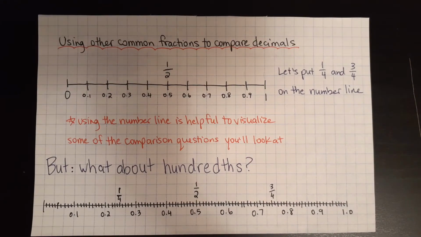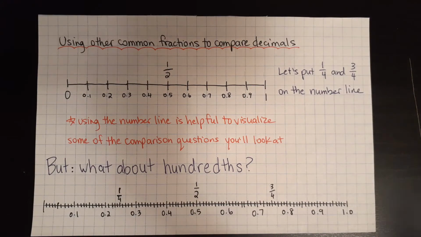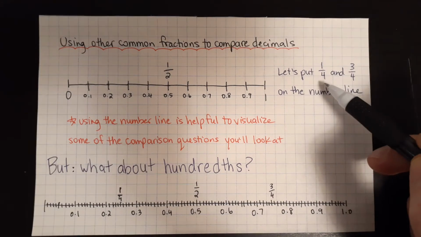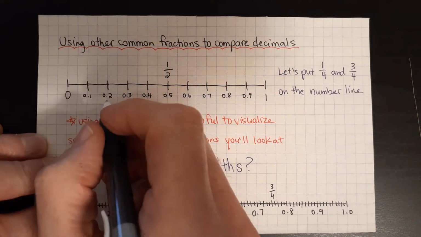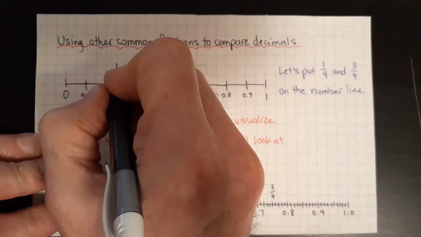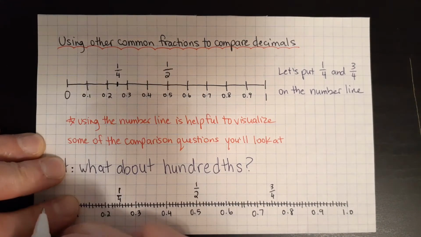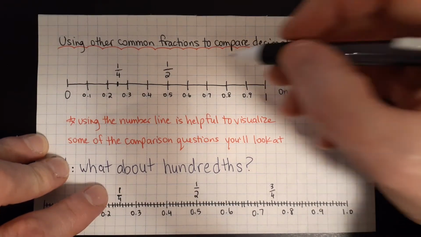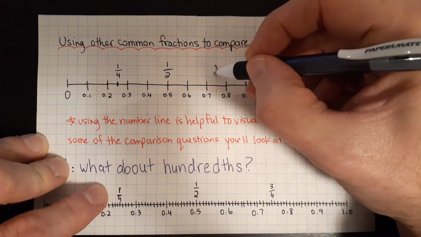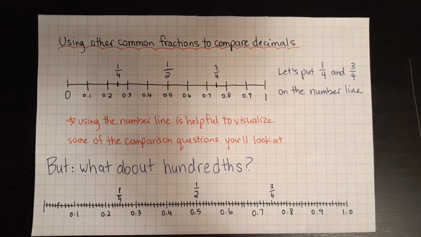So what we're going to do now is use some other common fractions to compare decimals. The instruction here says, let's put 1/4 and 3/4 on this number line. And so 1/4, I'm going to put right here, because 1/4 is halfway between 0.2 and 0.3. And then I'm going to put 3/4 over here, because it's halfway between 0.7 and 0.8.